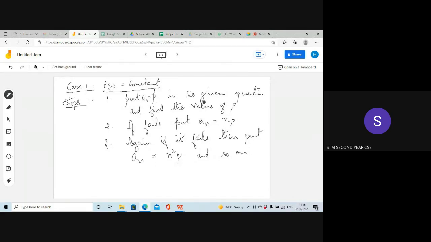So let me solve one problem so that you will be able to understand it. Anyway, note down this step. If f(n), the right hand side, is a constant, you have to put a_n is equal to p in the given equation and find the value of p. P is a constant. Then if it fails, put a_n is equal to np and try to find the value of p. Again, if it fails, then put n squared p, and this goes on until you get the value of p. Just note down the steps. When we do the problem, you will understand. Did you write it down?